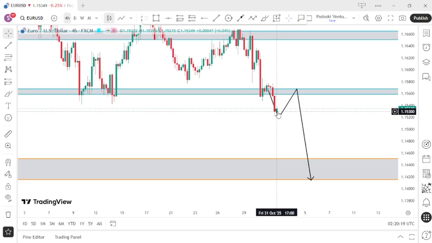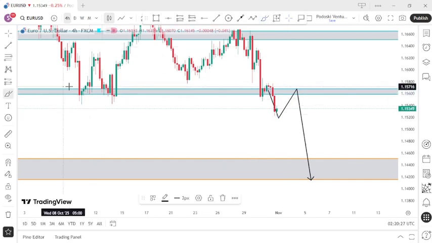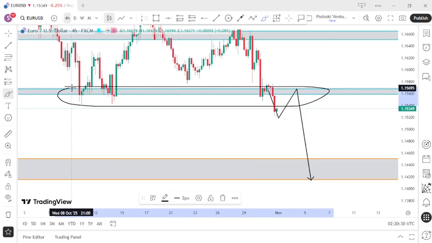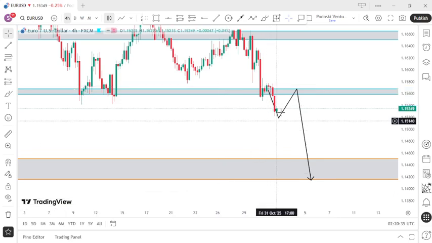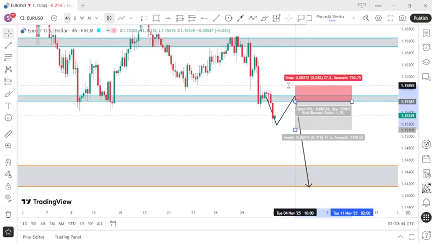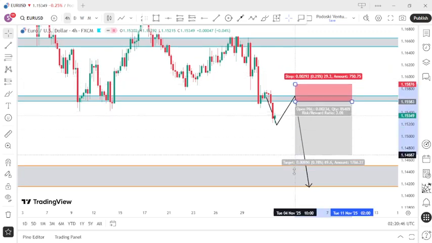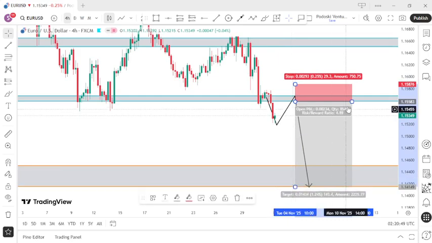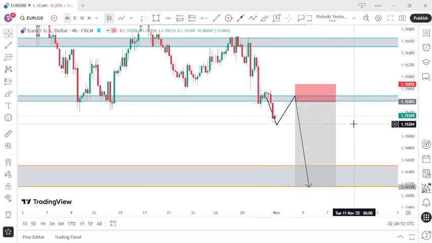Since price has broken the demand zone, making it a supply, what you have to do is wait for price to come back for a retest, and after the retest is where we can take a sell on Euro USD. So that's it on Euro USD. Let's move on to the next pair.